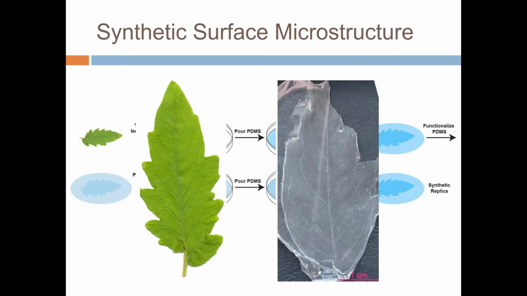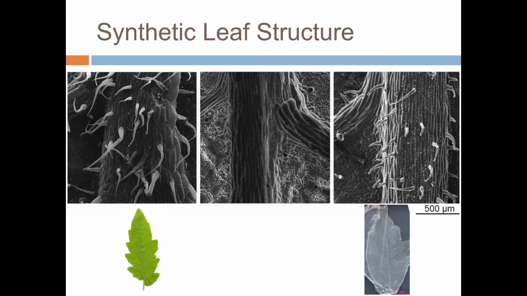So this is what it actually looks like. This would be an actual leaf. We work with tomatoes, and this would be a replica of a leaf. And this is what it looks like from the inside. So this is the leaf, this is the negative, and then this is our positive replica, so we can recapitulate the vasculature and the hairs, and also the cells and the stomata. So this technique has a pretty high resolution.